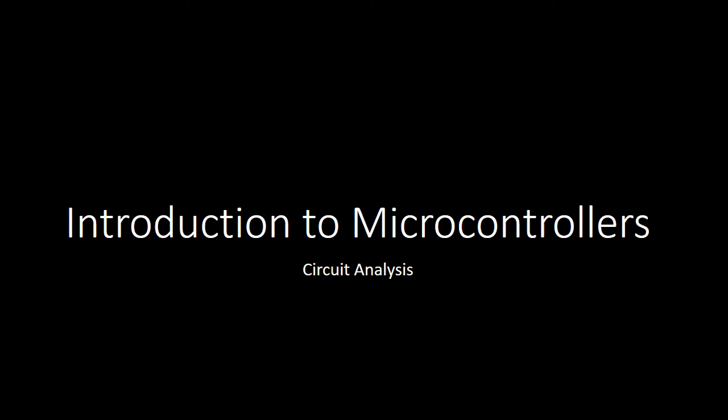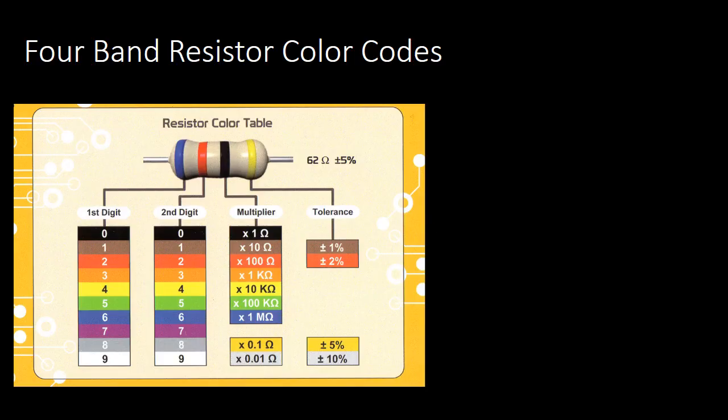In this video, we'll be considering the analysis of circuits in the context of working with microcontrollers. Let's start by looking at resistors. The fixed resistors that we have in the microcontroller kit are 4-band resistors.